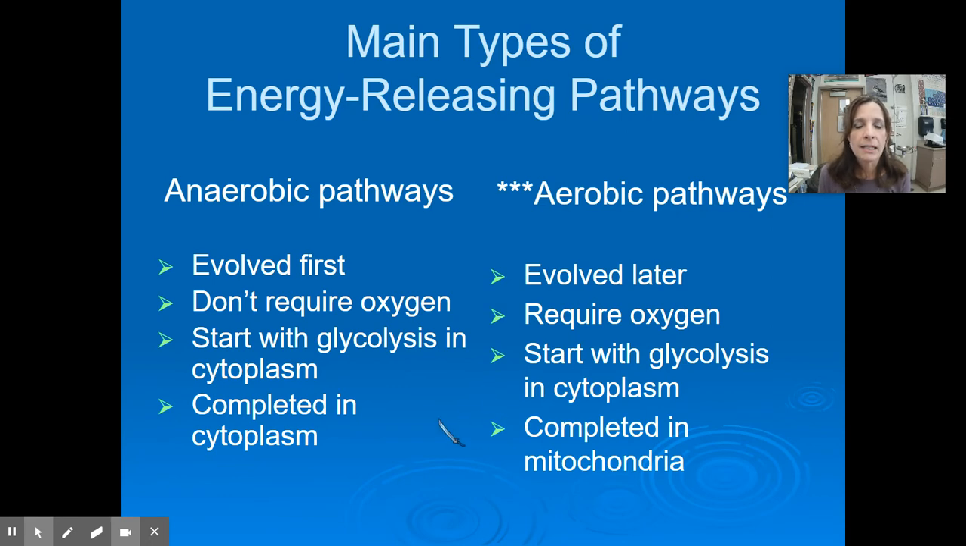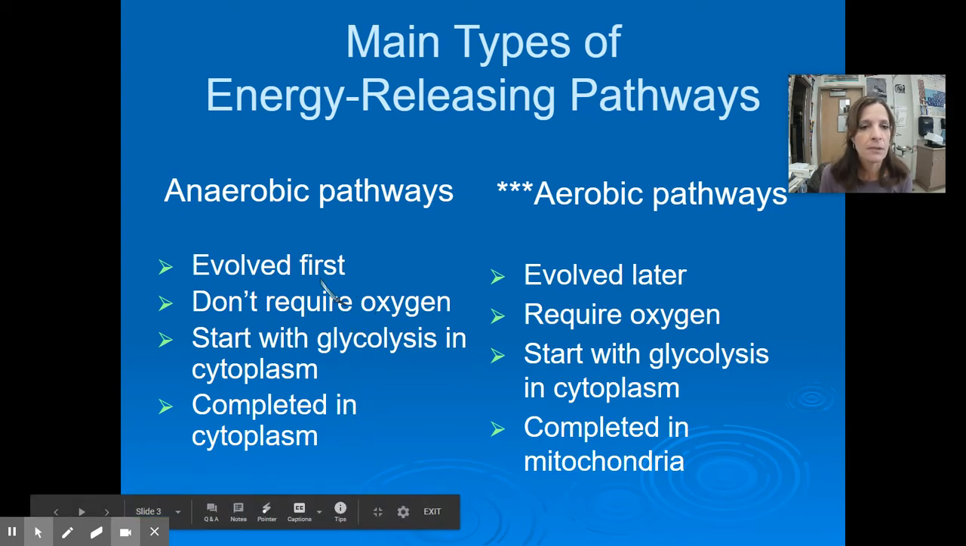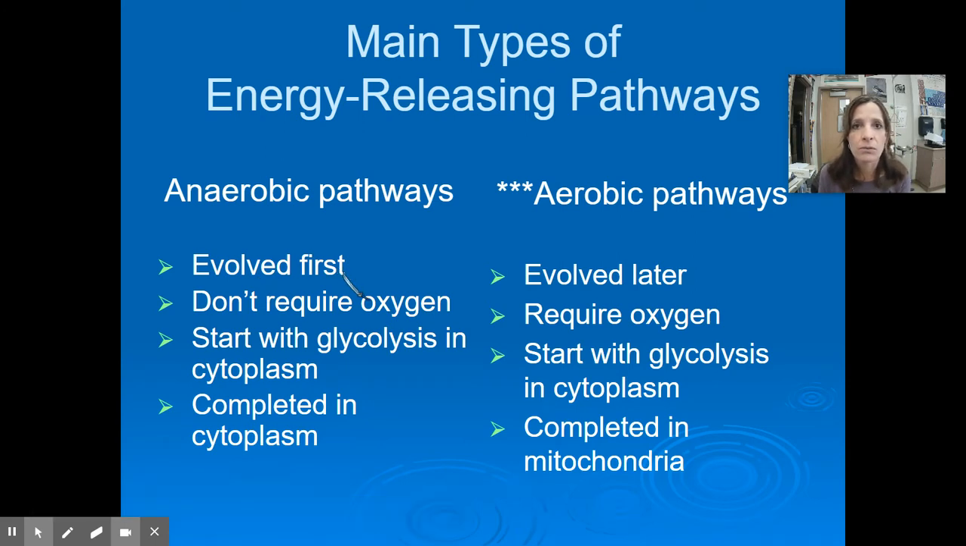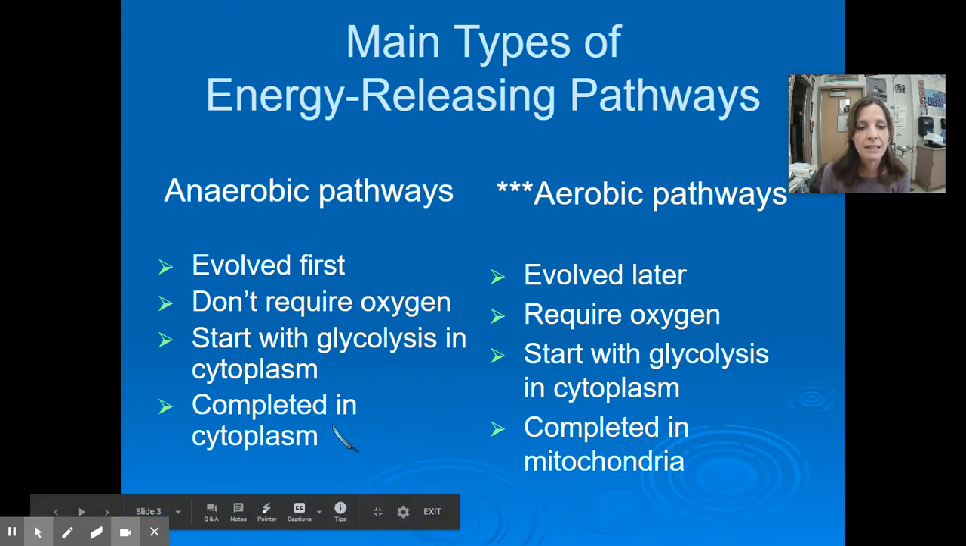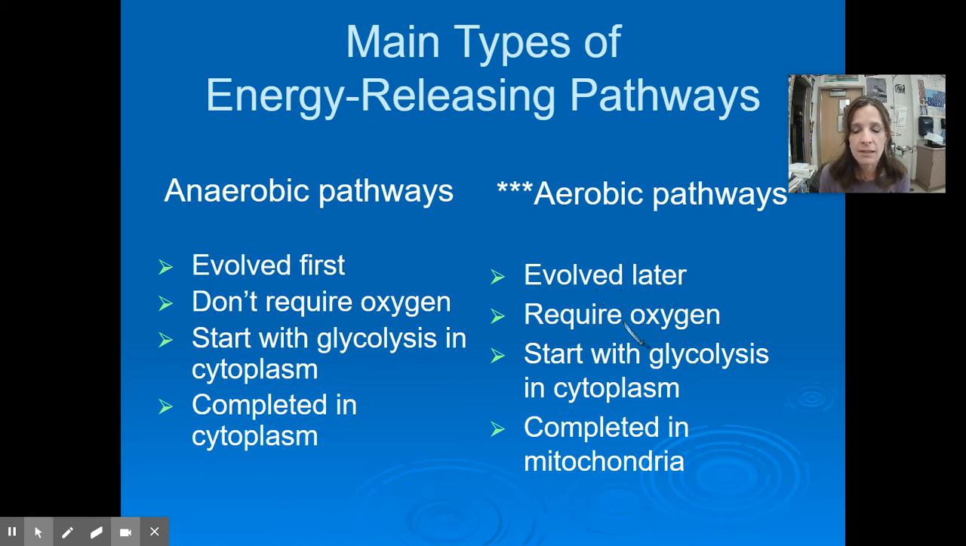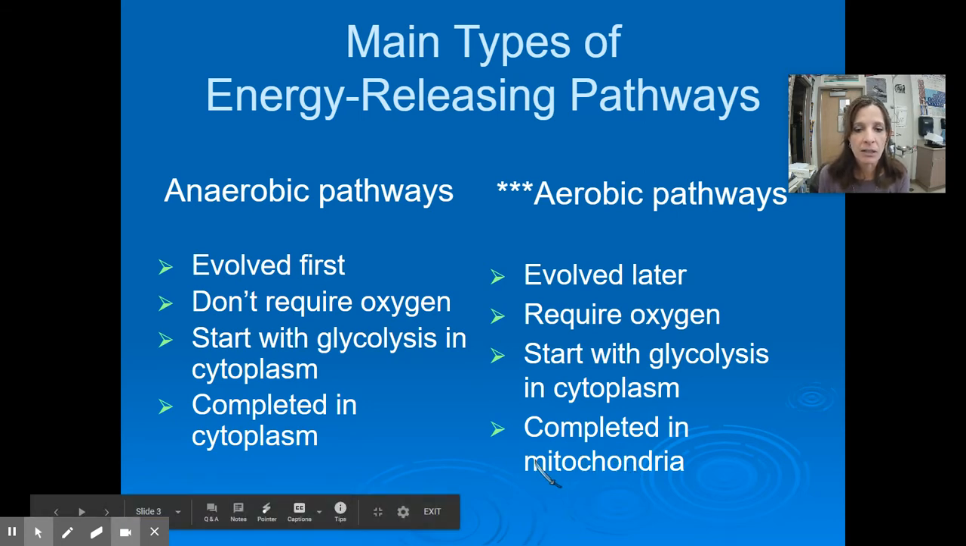The main types are, like I said, anaerobic and aerobic. Anaerobic evolved first because if you remember, the Earth did not have oxygen in the atmosphere until after photosynthesis. So anaerobic happened first, doesn't require oxygen. It starts with glycolysis, just like in aerobic, and it's completed in the cytoplasm or cytosol. Aerobic pathways evolved after because we need oxygen. After photosynthesis happened, it also starts with glycolysis, but the end happens in the mitochondria.